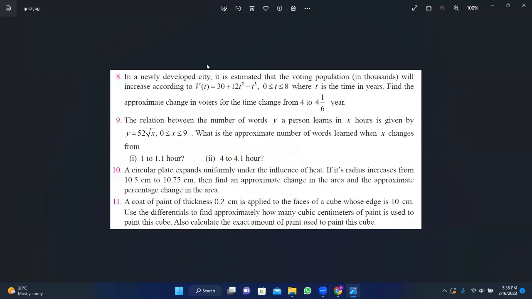In a newly developed city, it is estimated that the voting population in thousands will increase according to V of t equal to 30 plus 12t square minus t cube, where t is between 0 and 8, time in years. Find the approximate change in voters for time change from 4 to 4 and 1 by 6th of a year.